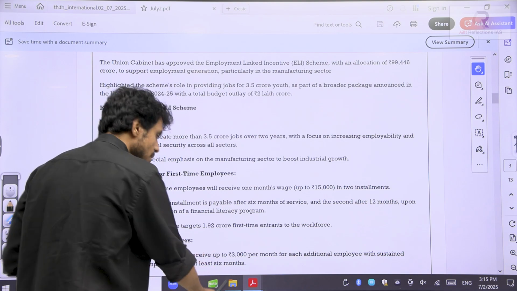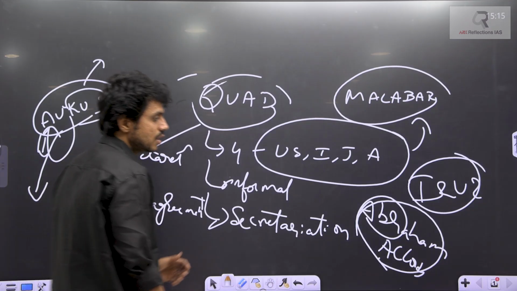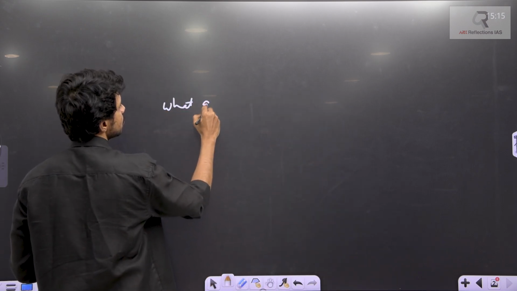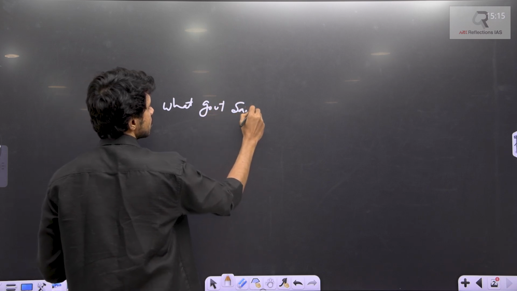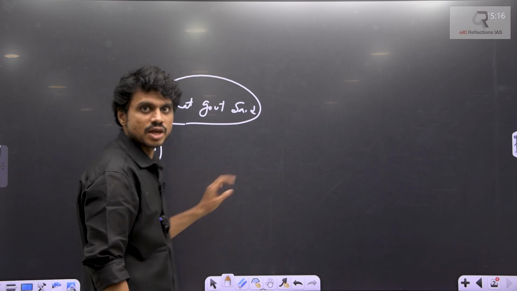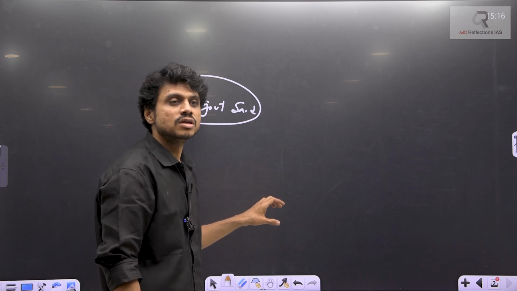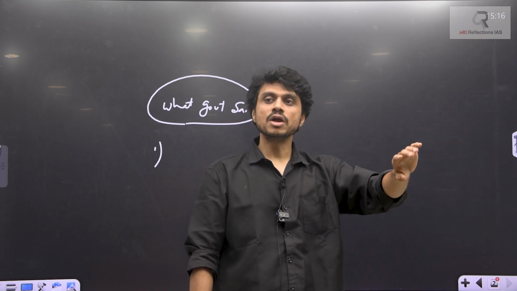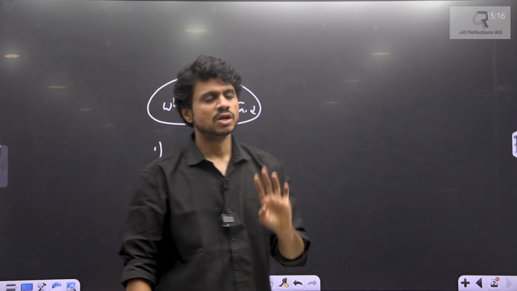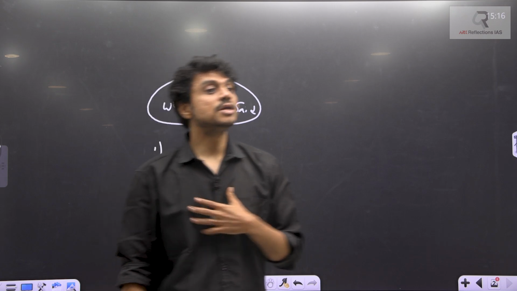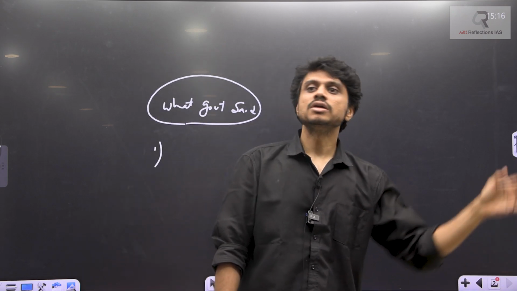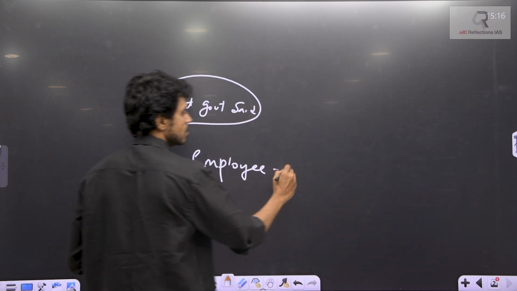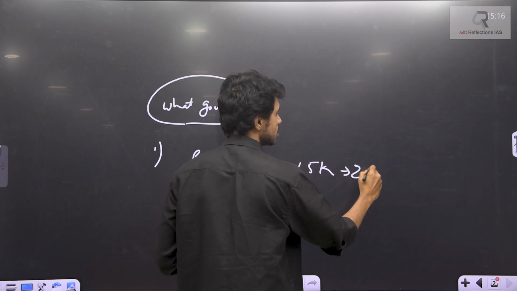Now, people will not be ready to register in the EPFO. So the government said, if you do the registration for the employee, we will pay you up to 15,000 of salary in 2 installments. With this, I am getting extra money, 15,000, so I will go and register. This is for the employee, 15,000 rupees in 2 installments.